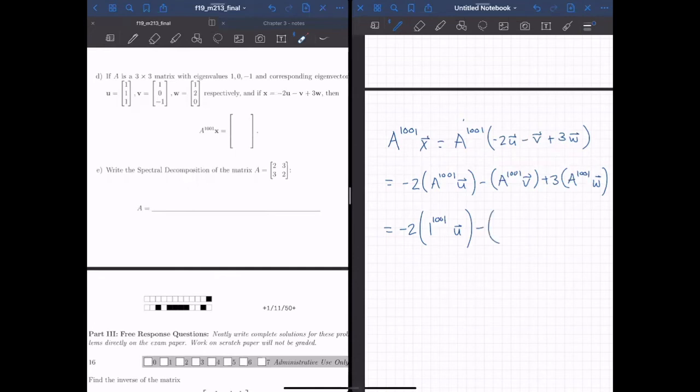Same thing over here. Every time we multiply V by A, what do we get? We just get 0 times V, right? And the first time that happens, it just kills everything, so it gives us 0 to the 1001 times V. And then finally, the last thing is we get -1 to the 1001 times W, okay? But these are all pretty simple to figure out now. The first thing just gives us -2 times U. The second term is gone completely. And then the third term is just 3 times, well, -1 to the 1001 is -1, so we get -3 times W.